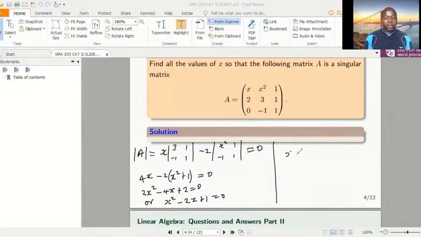So that means if x is 1, then this matrix will have a determinant of 0, or be singular. That is what the question wants us to do, and that is exactly what we've done. Let's look at the next question.